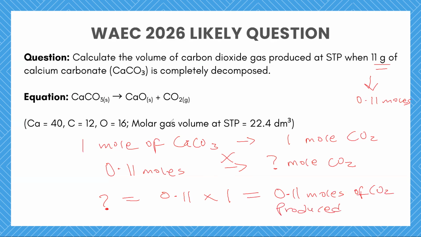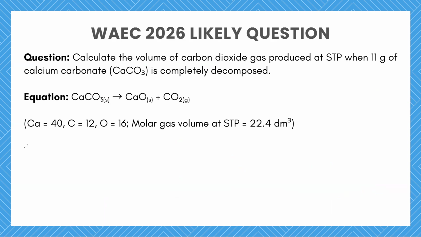But remember, the question says calculate the volume of carbon dioxide gas produced. We have calculated the number of moles of carbon dioxide gas produced, so we want to convert that number of moles into volume. How do we do that? We simply use this information over here that says molar gas volume at STP is 22.4 dm cube. What does that mean? It means 1 mole of a gas occupies 22.4 dm cube or liters. Whichever unit you choose to use is perfectly fine.